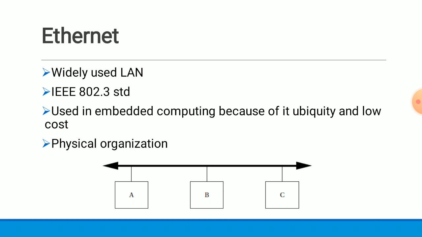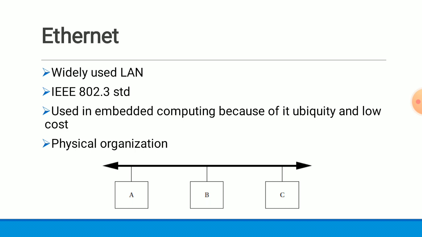Ethernet is useful in embedded systems when personal computers or PCs are used as platforms, and also when the network does not have to meet any real-time requirements. So mainly non-real-time embedded systems use this Ethernet network for communication.